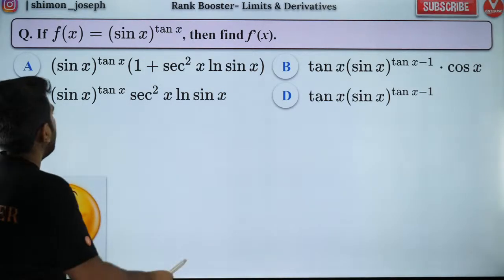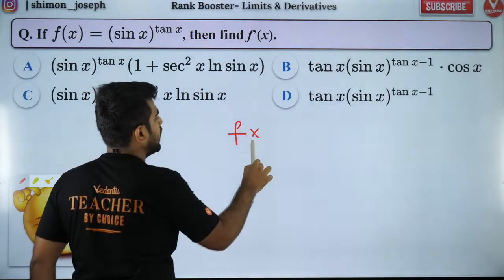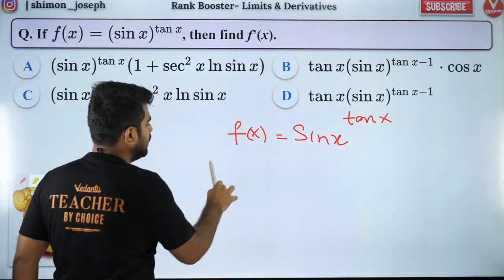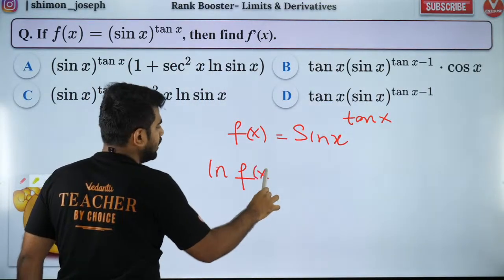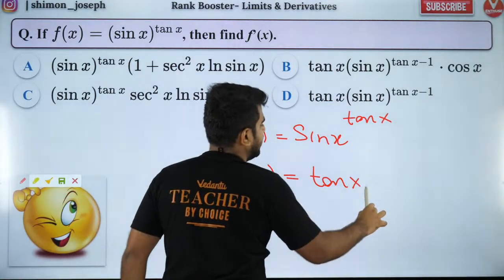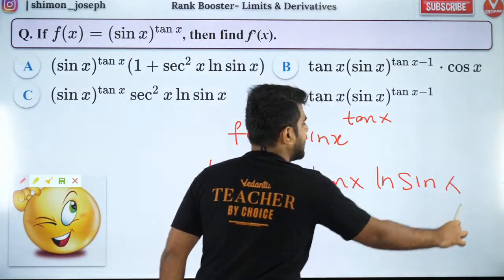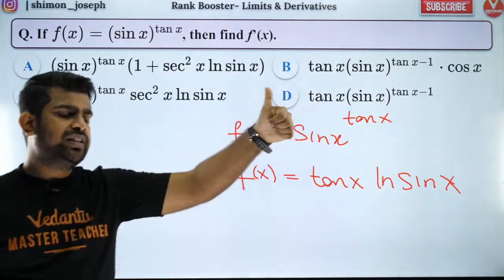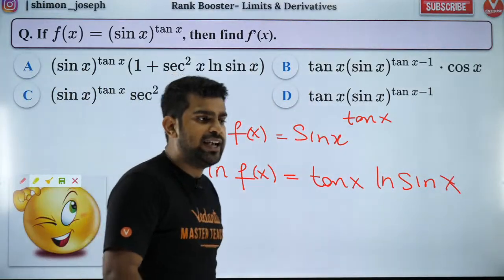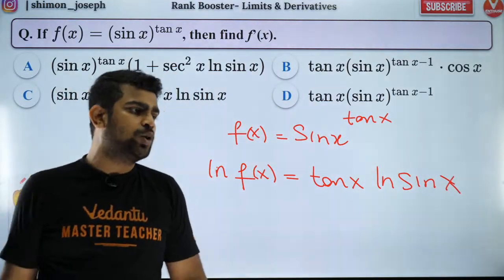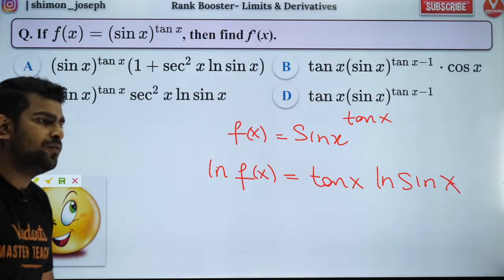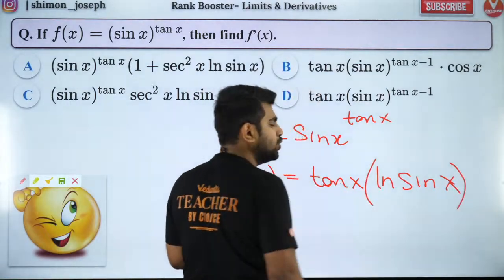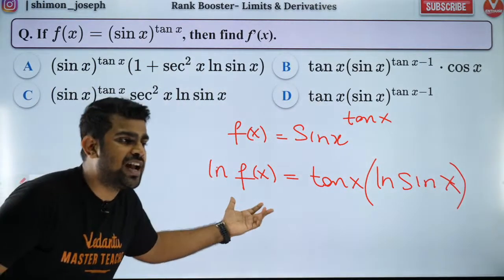Let's check it. So how do I do it? We have f of x is equal to sin x to the power tan x. If I take log, I'll get ln of f of x is equal to tan x into ln of sin x. Till here, everybody understood? Give me a thumbs up in the chat, people. Very good. If you have understood till here, you guys are awesome, because after this, it is laddu.